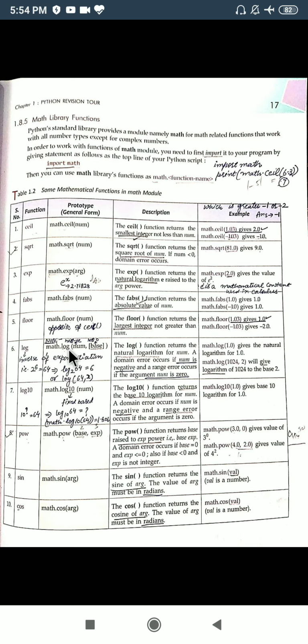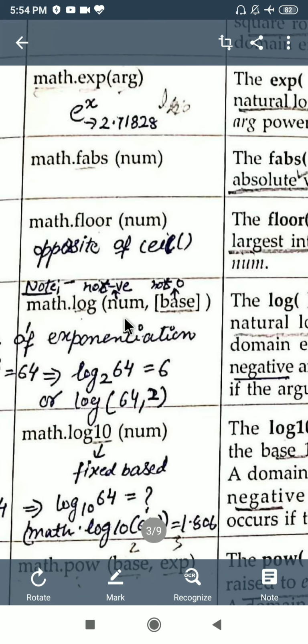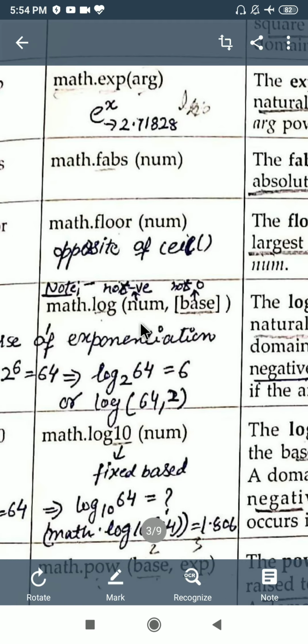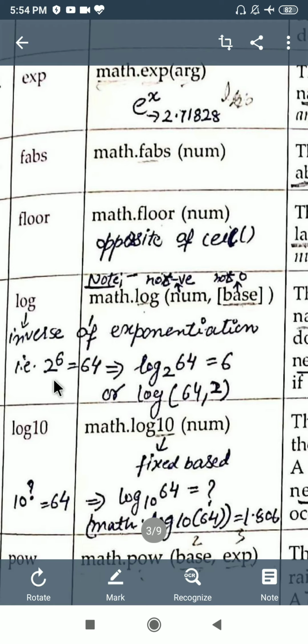Fine. So here you have two arguments, num and base. See how to use this log function. For that you need to supply this number and the base. So what is base and the number? See, let us say I am representing 2 raised power 6 is 64. So how to represent this in the form of log?